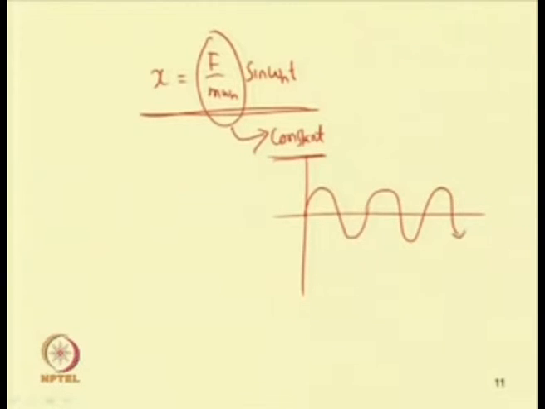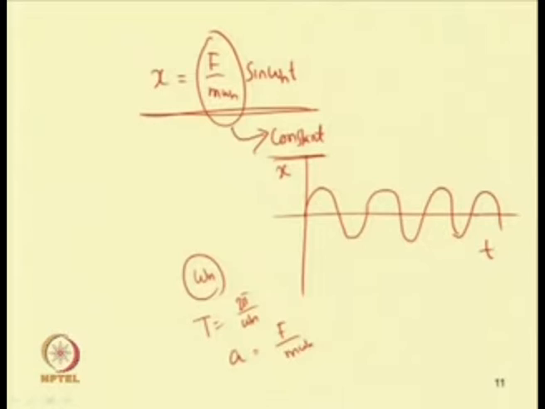So, the system response will be sinusoidal. This is t and this is x. The frequency is equal to omega n, so the time period T equals 2 pi by omega n, and the amplitude of the response equals F by m omega n. So, in case of the linear systems we have this.